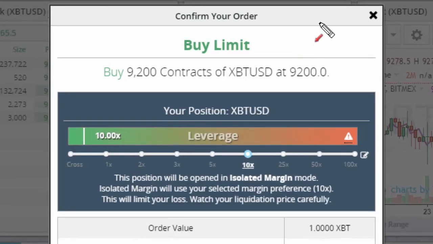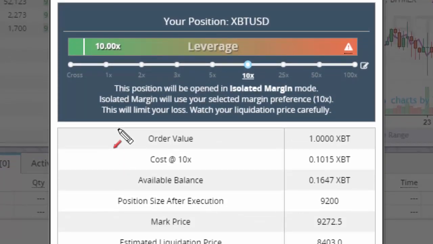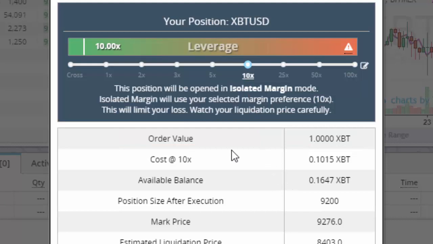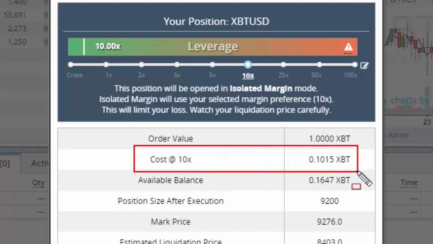So just to recap here, we've got an order to buy a whole Bitcoin's worth of XBT futures at 9,200. Our order value is still 1 Bitcoin. Even though we've gone to 10 times leverage, this doesn't change at all. The order value remains the same. We're not going to control 10 Bitcoin because we're using 10 times the leverage. We are going to be just putting up 10%.